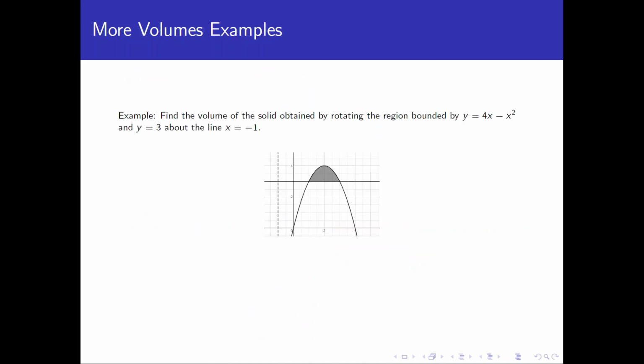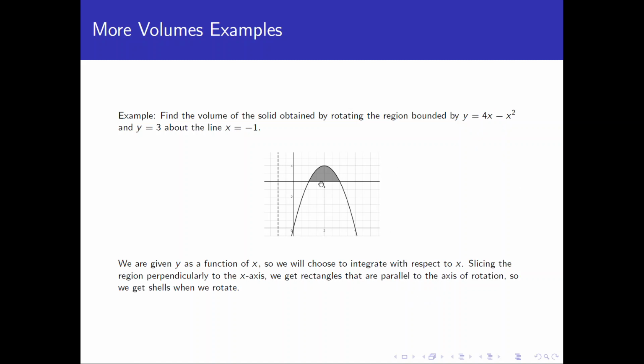Let's do another one. We want to revolve the region bounded by y equals 4x minus x squared and y equals 3 about the line x equals -1. Again, we're given a function of x, so we're going to choose to integrate with respect to x. We could do this with respect to y, but if I did that, I'd have to solve this for x, so I'd have to use the quadratic formula to solve for x in terms of y. That doesn't sound like fun to me. So integrate with respect to x.